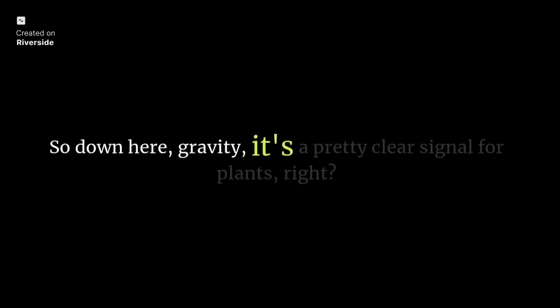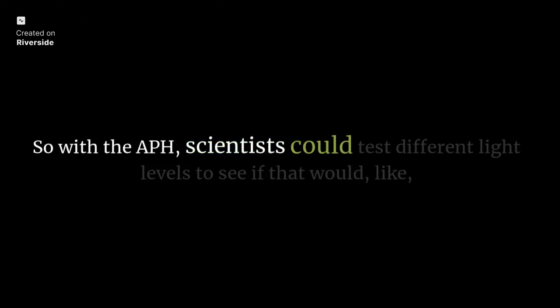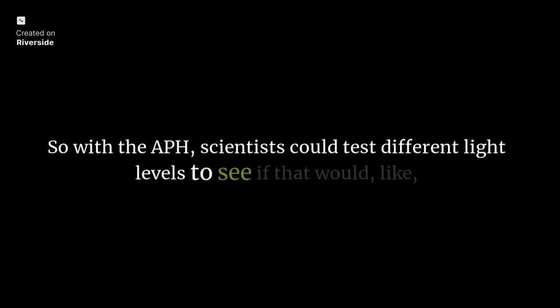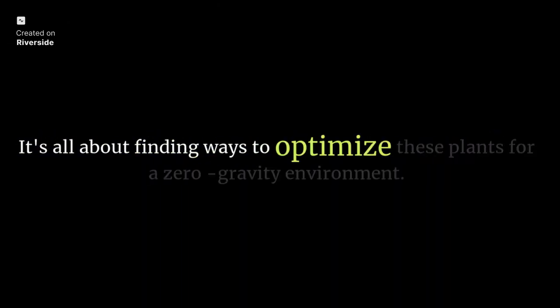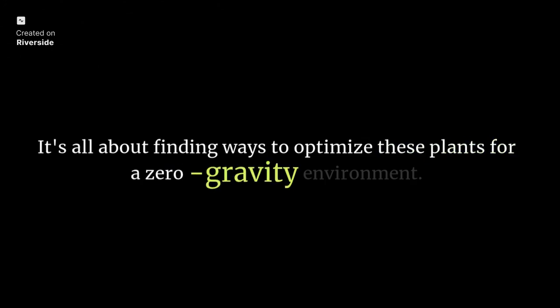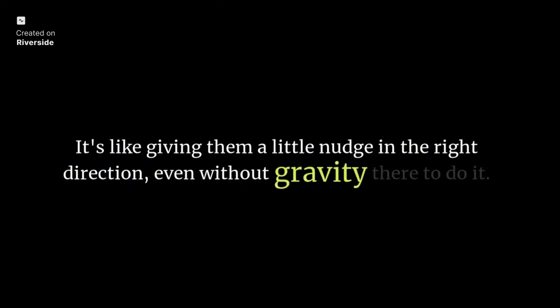Kind of. So down here, gravity is a pretty clear signal for plants, right? Roots down, shoots up. Yeah, makes sense. But in space, that signal is practically gone. So with the APH, scientists could test different light levels to see if that would give the roots a direction. Oh, so like tricking them into growing the right way? Exactly. It's all about finding ways to optimize these plants for a zero-gravity environment. It's like giving them a little nudge in the right direction, even without gravity there to do it.